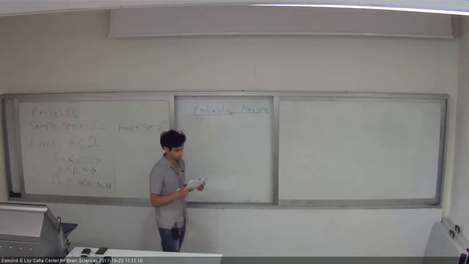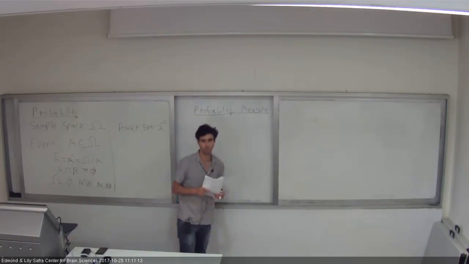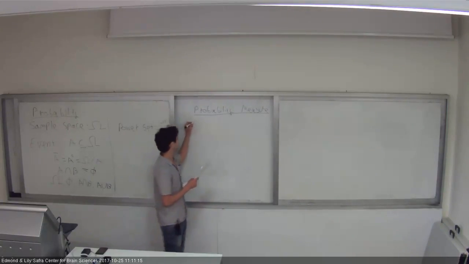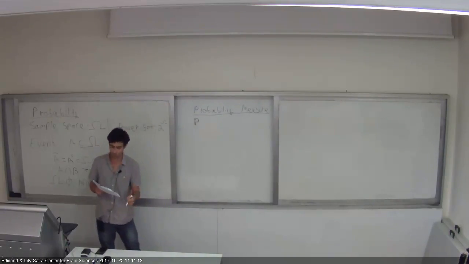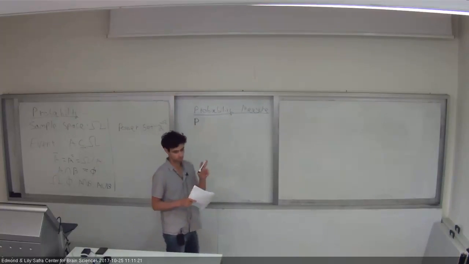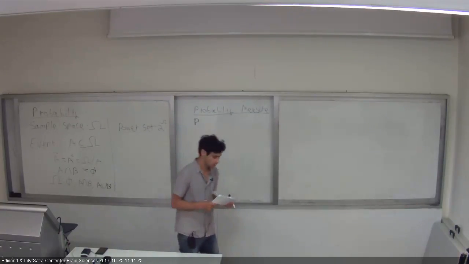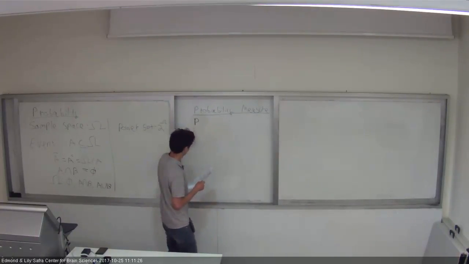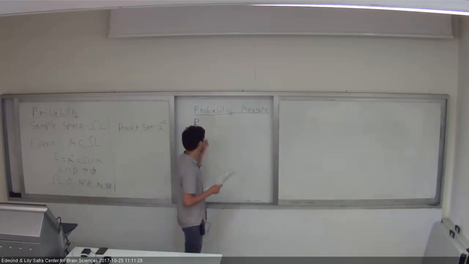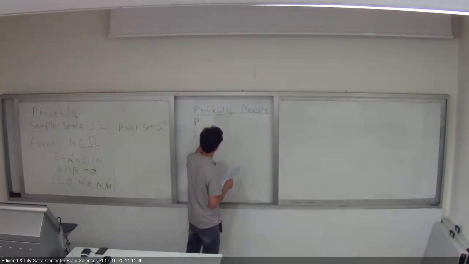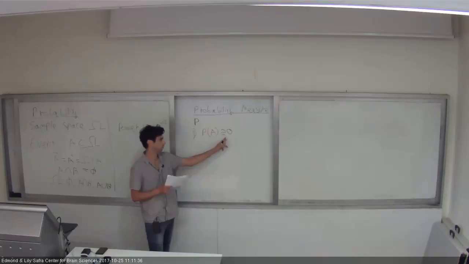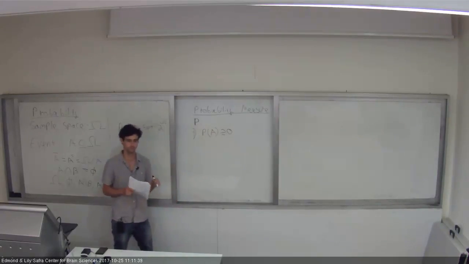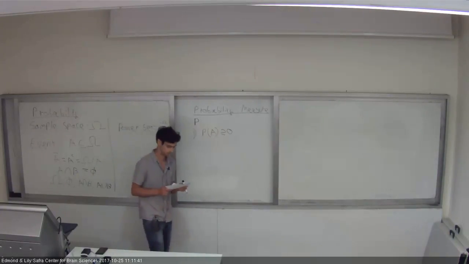For a function P to be a probability function, a probability measure, it needs to satisfy 3 conditions. The first one is non-negativity: P of A is bigger or equal to 0 for every event A in the sample space.